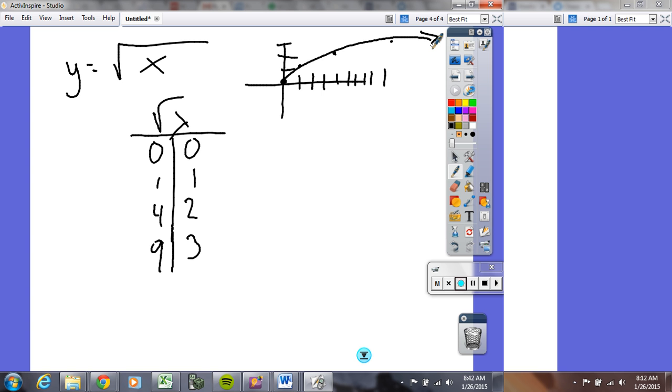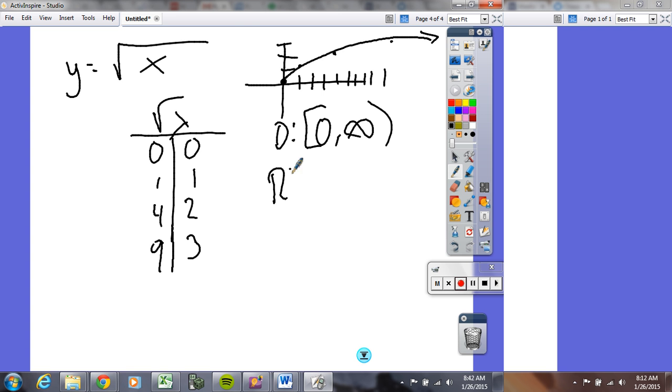As we look at that, this is our parent function. What's the domain? How far left does it go? 0, because we can't be less than 0 or it's an imaginary number. So 0 to how far to the right? Infinity. If you'll remember, domain is the x's.